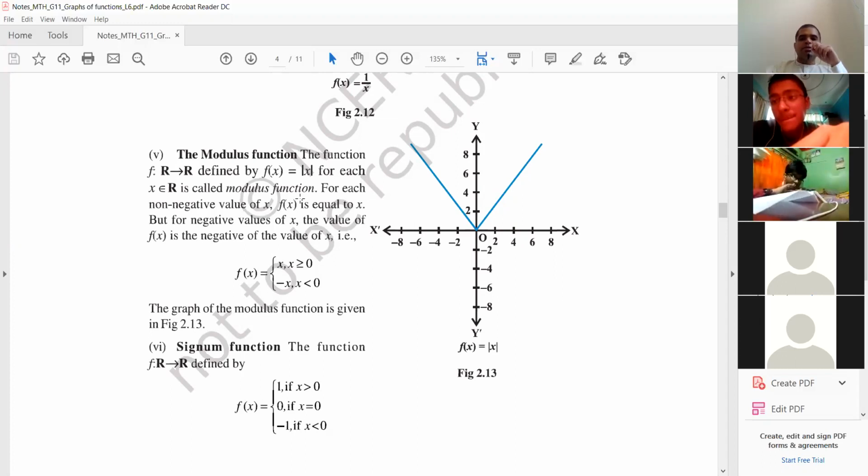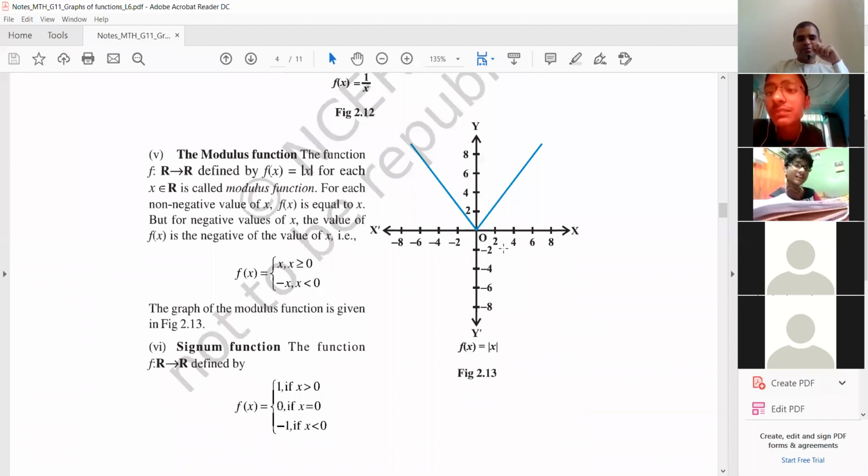One-one means that every element has only one image. And many-one means that two elements or three elements can have the same image or same value. Think carefully. Is it one-one or many-one? Many-one. Why?